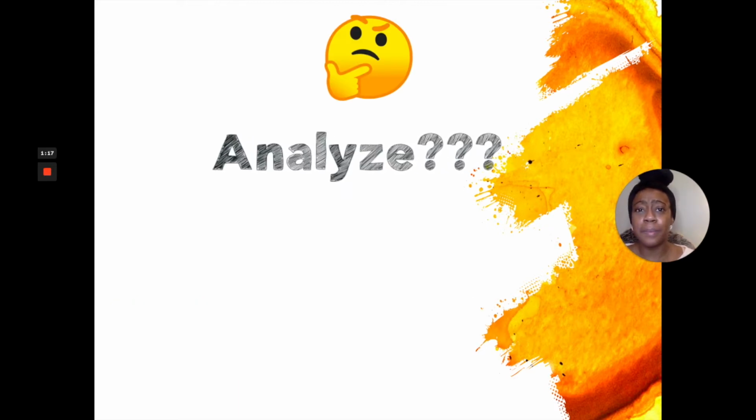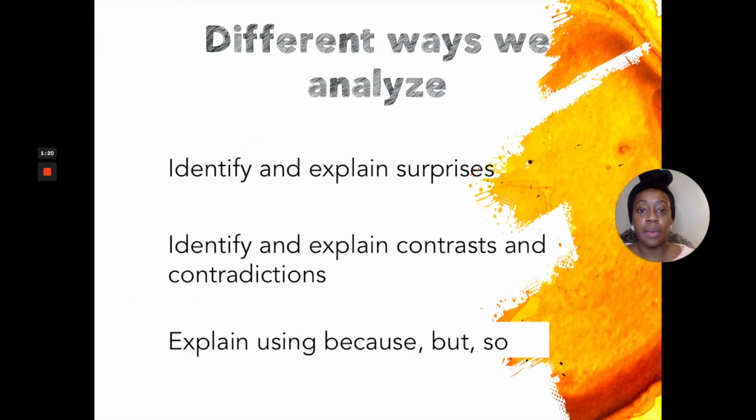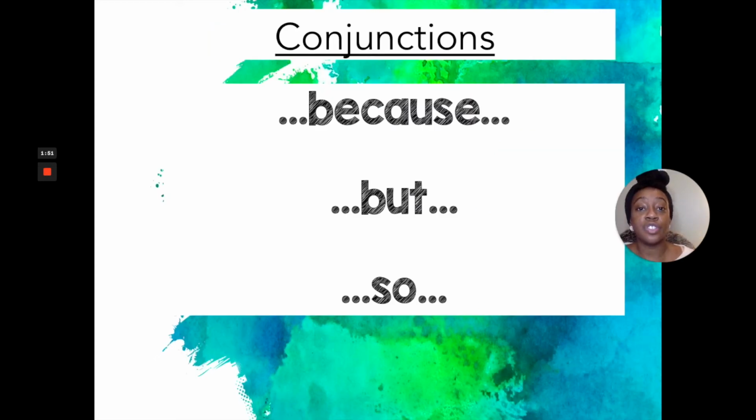What does it mean to analyze? The different ways that we analyze, and we've started to do this, are: we've identified and explained surprises, so that's one way to analyze. You also identify and explain the contrasts and contradictions. And then you also analyze by explaining things using because, but, and so. Because, but, and so are conjunctions.